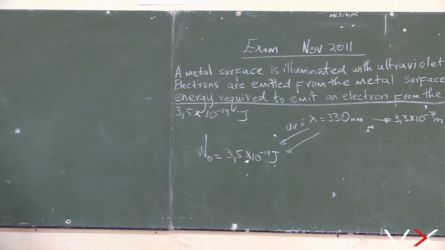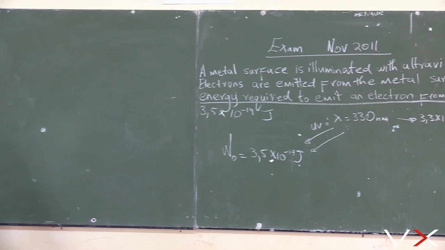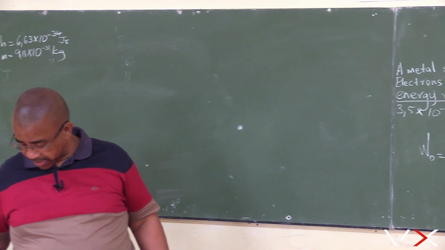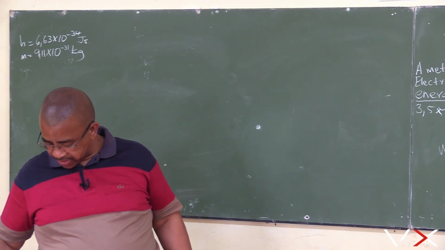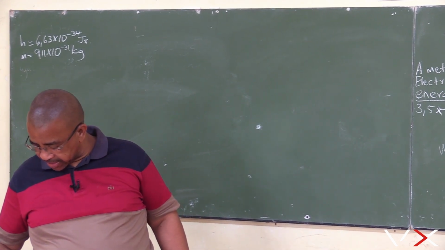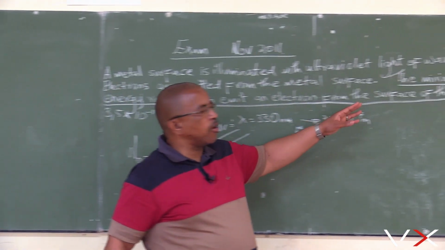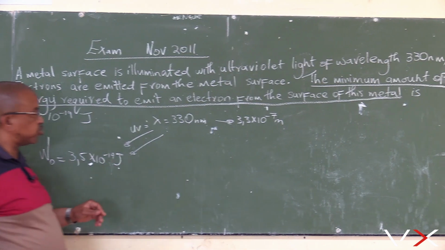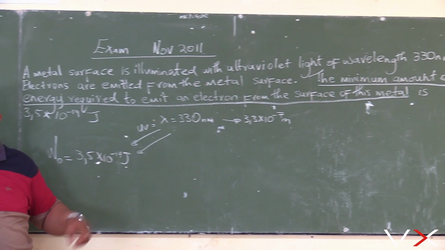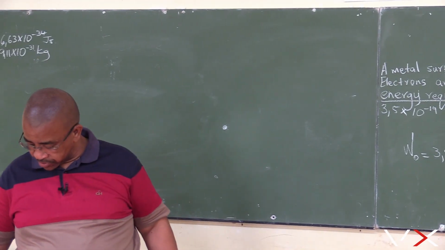Name the phenomenon illustrated above. That phenomenon is the photoelectric effect. 1 mark. Give one word or term for the underlined sentence in the above paragraph. Give one word. That is the work function.